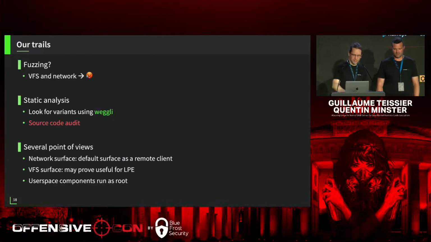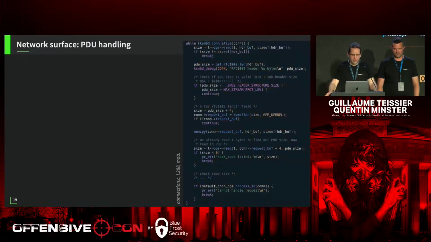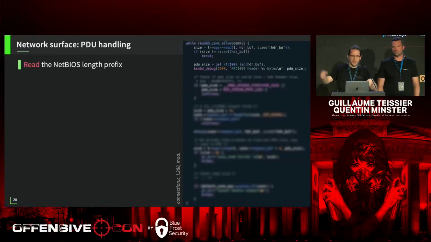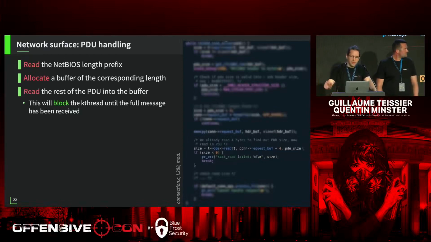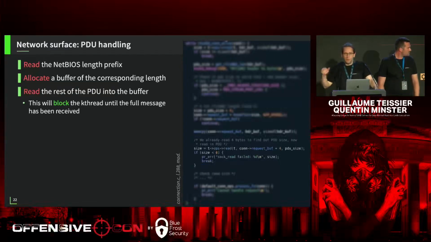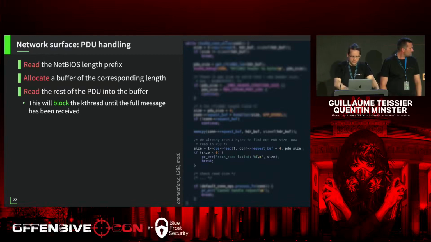All right, so first we're going to dive into PDU handling, basically the network surface, how KSMBD processes an SMB request. So that's the code from KSMBD. Basically what it does is that it first reads the NetBIOS length of the network request, that's 4 bytes. Then it will allocate a buffer of the corresponding length, and read the rest of the bytes to form a full request. This will actually wait until all the bytes have been received. It will only block that connection from receiving new requests. It won't block other requests on other connections. It's a separate kthread, right?